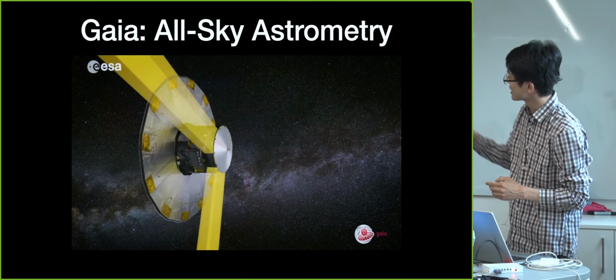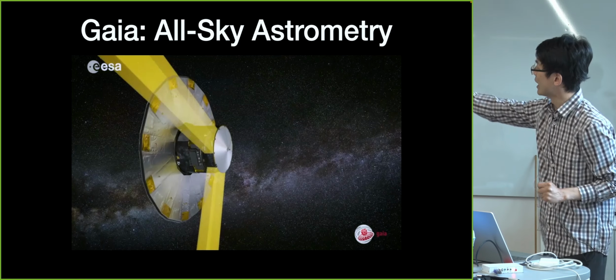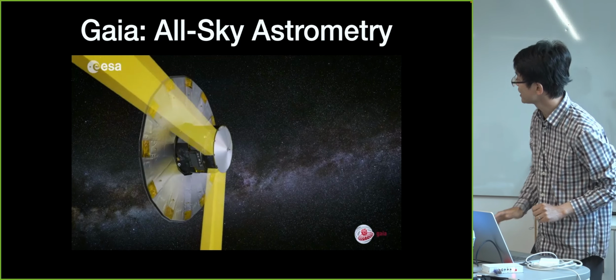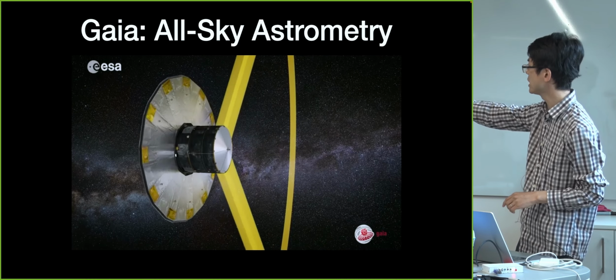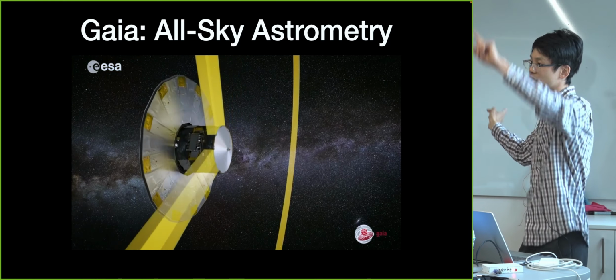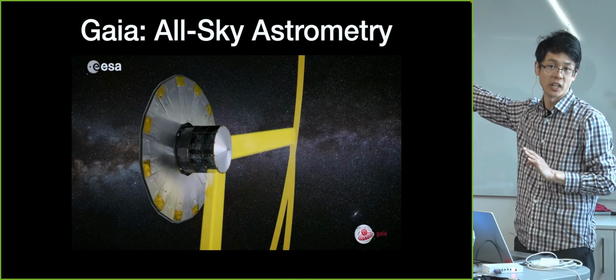So Gaia, someone once told me this looks like a trash can, and I've never been able to unsee it ever since. It's a satellite that's out at L2, and it's constantly spinning. And as it goes around, these two cameras basically give it extremely precise measurements of the location of objects in the sky, right?